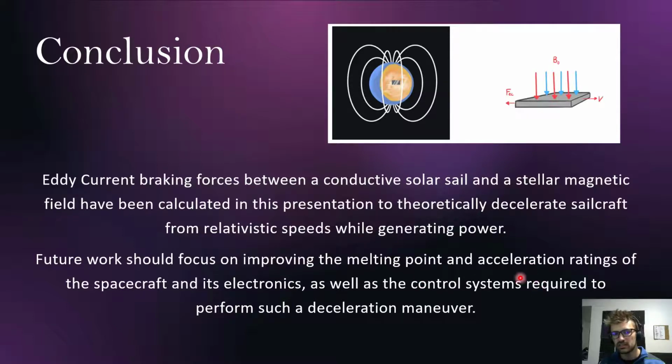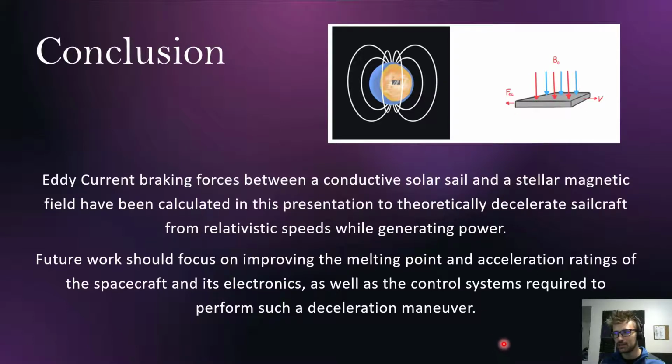And then, of course, the acceleration ratings of spacecraft and electronics, we'll need to improve those. Because if you can do that, you can slow down even quicker. If the magnetic field only goes out so far, you can actually slow down at a greater speed and take advantage of the fact that you have a smaller runway, basically, to slow down your sail.